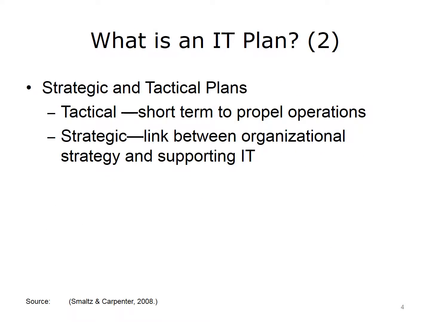It should be noted here that a list of projects the IT organization is working on is actually not the strategic plan. In other words, a document that describes the project descriptions, timetables, and budgets is actually a tactical plan. As an overview, the tactical plan is a short-term plan that describes immediate needs to propel the operations of the organization. The strategic plan is the link between the organizational strategy and the supporting IT infrastructure necessary to carry out the strategy.